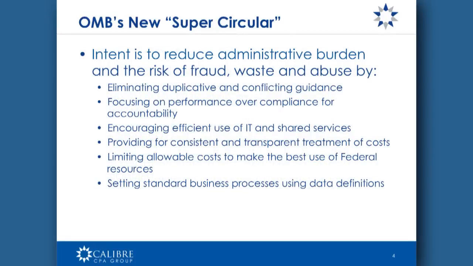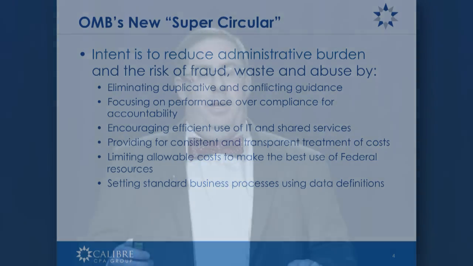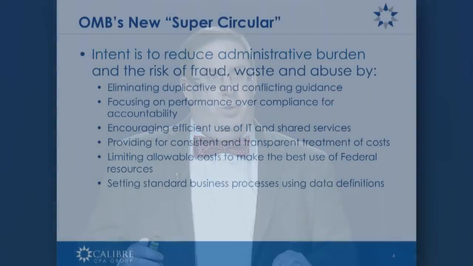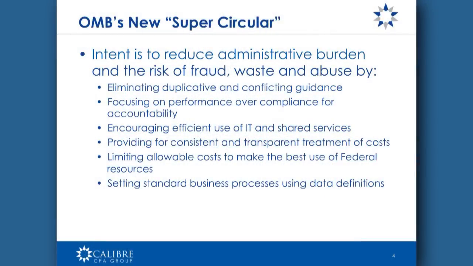What changed in the new super circular? Why was there a need to produce this from OMB? OMB's stated intent was to reduce the administrative burden and also address the risk of fraud, waste, and abuse. And there are a couple of ways that they wanted to do this. One, eliminating duplication and conflicting guidance between the different circulars, focusing on performance over compliance for accountability. We'll get into it in a little bit, but one of the things they want is to tie the performance back to the financial information. So not just that you're spending the money in accordance with the cost principles, but that you're spending it to achieve the objectives of the grant. So more tying the financial and program side together.